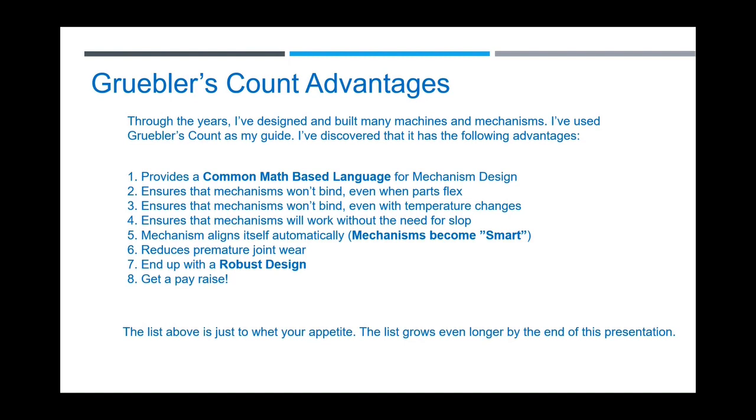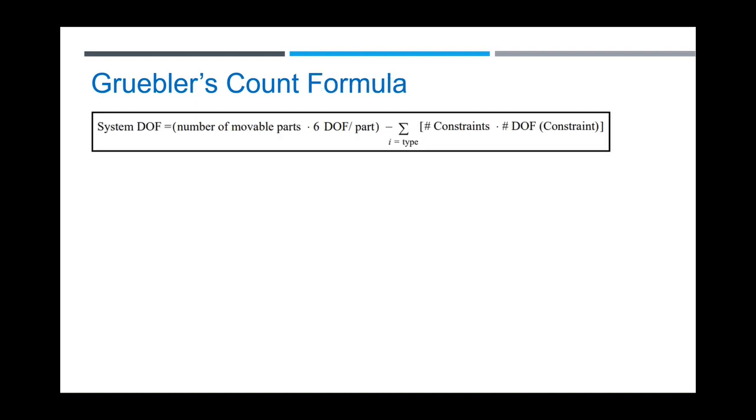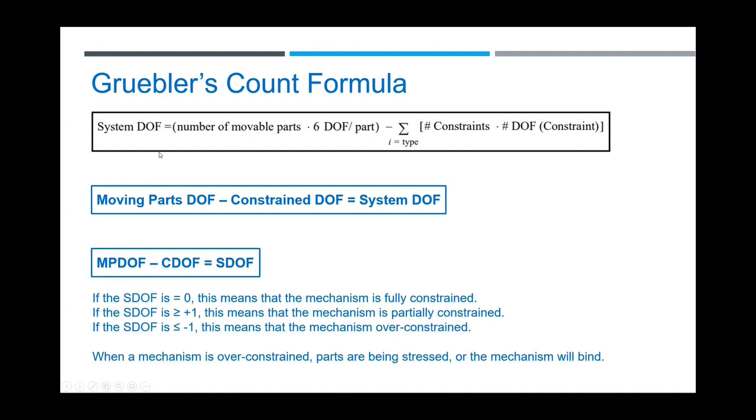Okay, so this is just a small part of the presentation. There's going to be more advantages for using Gruebler's count. So here's basically what Gruebler's count is. It's a subtraction problem. It's a formula where all you need to know is addition, subtraction, and multiplication. It starts with the system degrees of freedom, which is your mechanism. Then you take the number of moving parts in your mechanism, multiply by 6 degrees of freedom per part, and then subtract the joint constraint degrees of freedom.